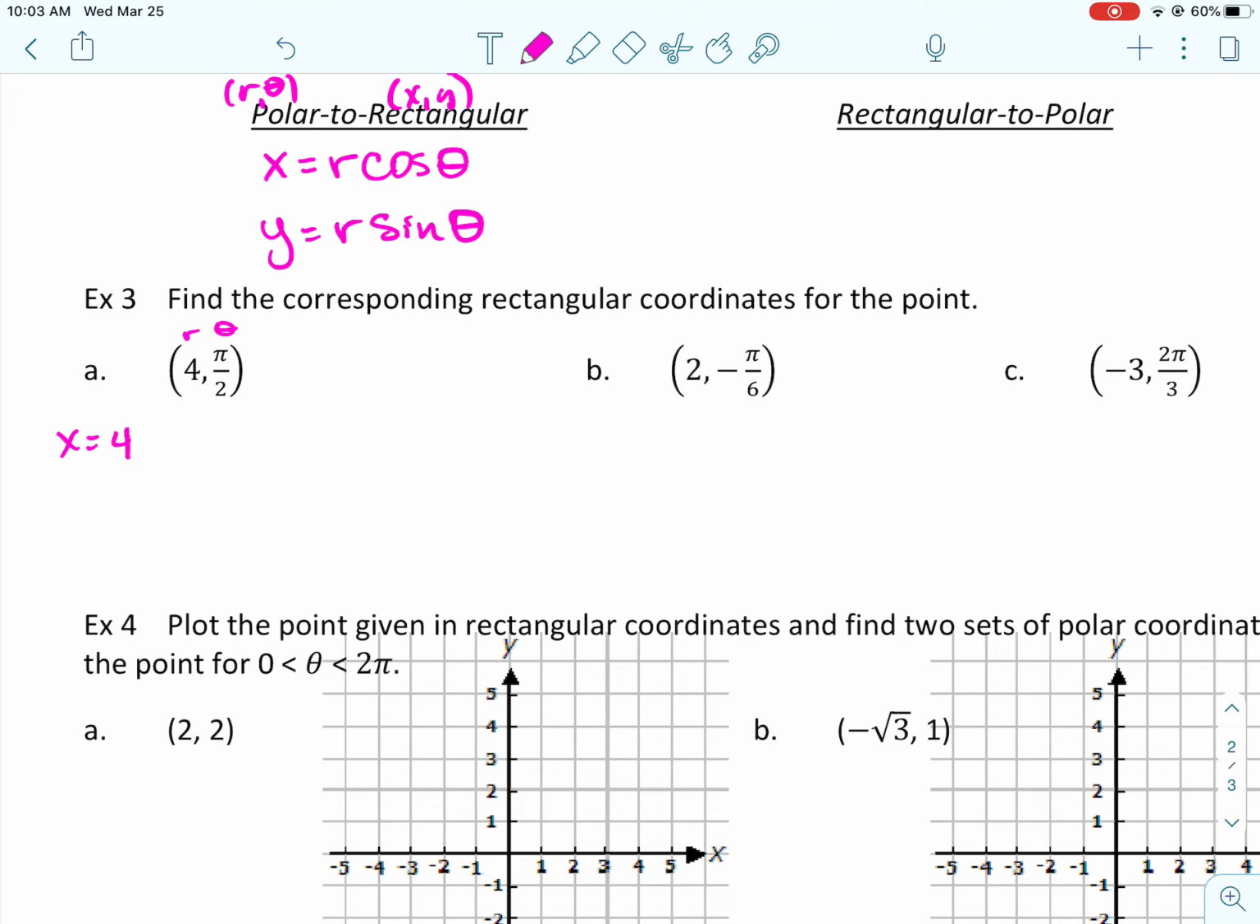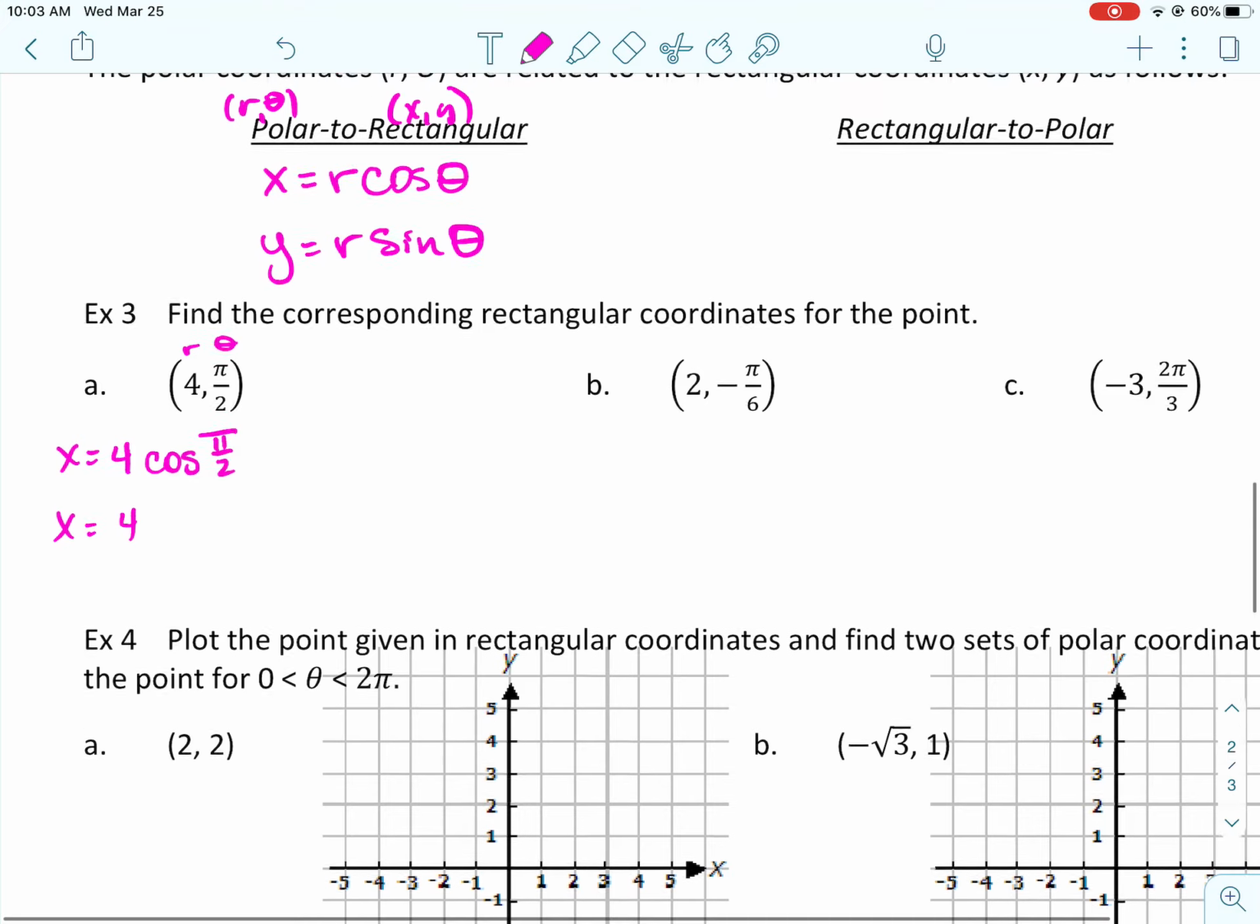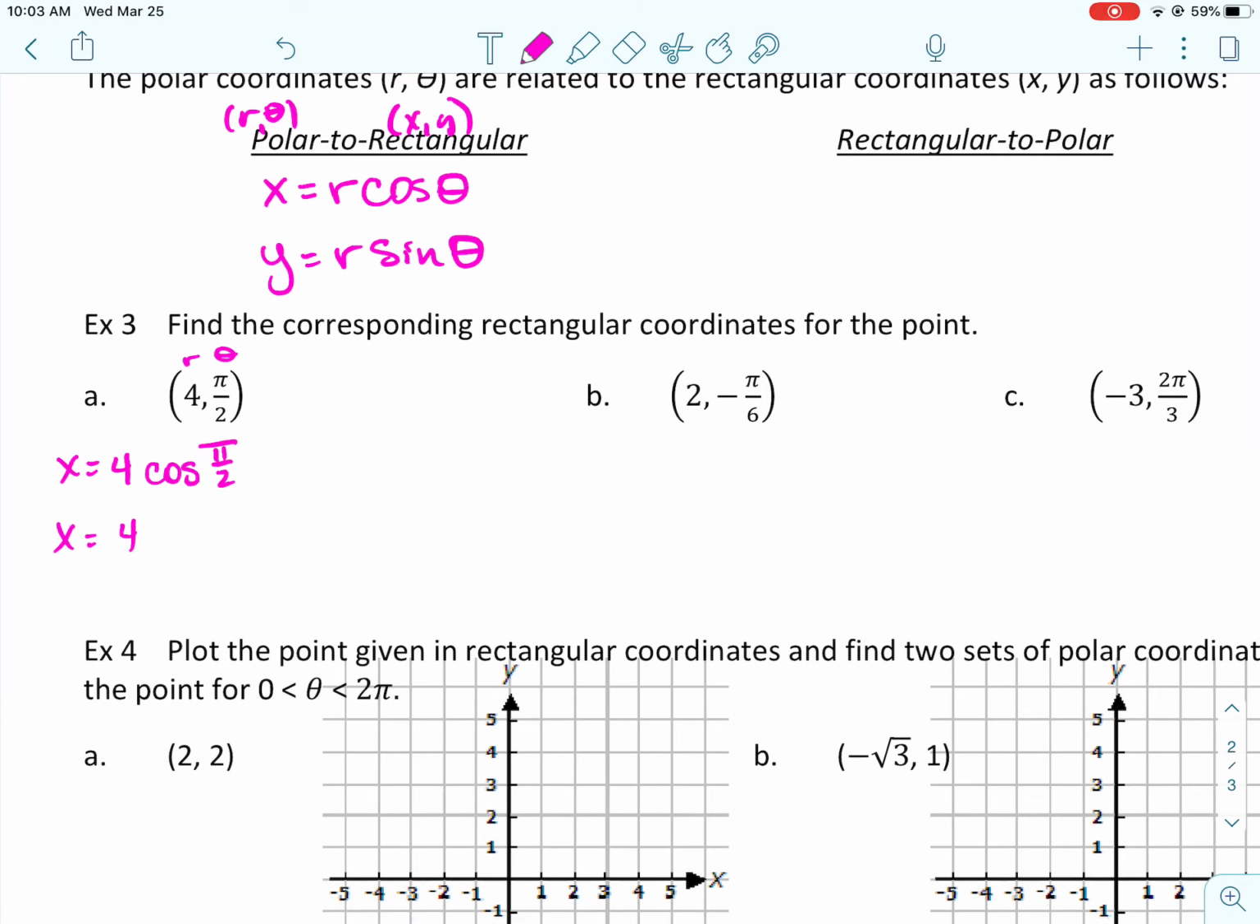So for example 3, we have r and theta. We want to change it to x and y. So for the x, we're going to do the r, and we're going to multiply it by the cosine of theta, which in this case is pi over 2. All right. For pi over 2, we technically can use the hand trick if you want to, or you can use the unit circle. I just want to review the unit circle because we'll do the hand trick on some of the other ones.